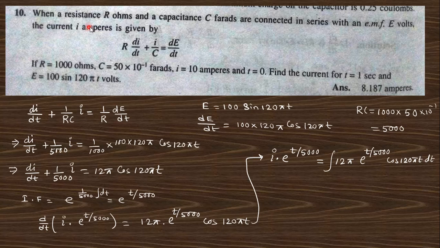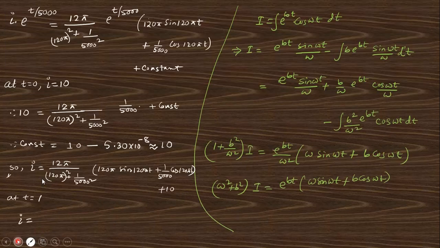Next question: when a resistor R and capacitor C are connected in series, the EMF equation will be like that. Find the current at t equal to 1 second. So you need to find the current from this equation. Take out this equation and rearrange it. We get this differential equation, and solve it with this common integration, or it was already calculated in the previous one. So you get the answer.